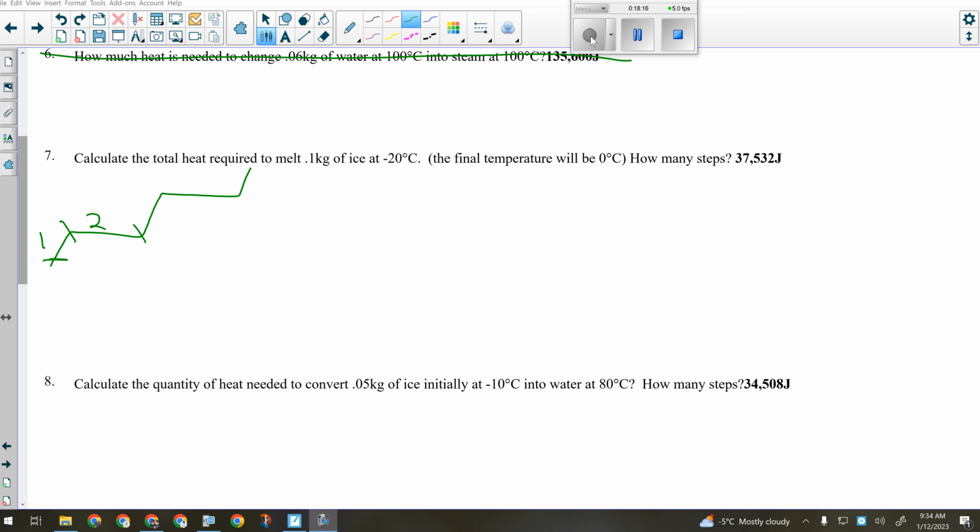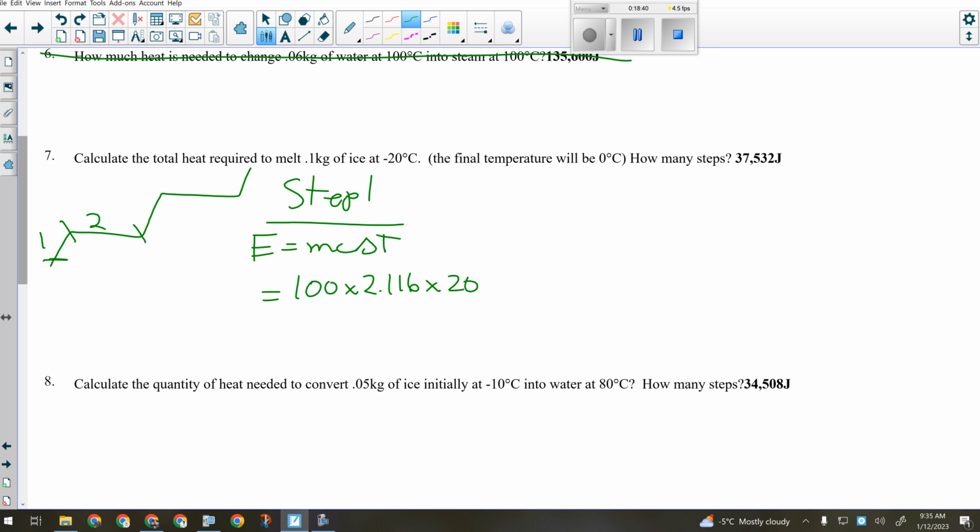So for number 7, we said we have 2 steps. In step 1, I'm heating up ice, and I'm heating it by 20 degrees Celsius. So that means I'm going to use mcΔT. The mass is 100 grams. Since it's ice, the specific heat capacity is 2.116 joules per gram degree Celsius, and I'm heating it by 20 degrees Celsius.